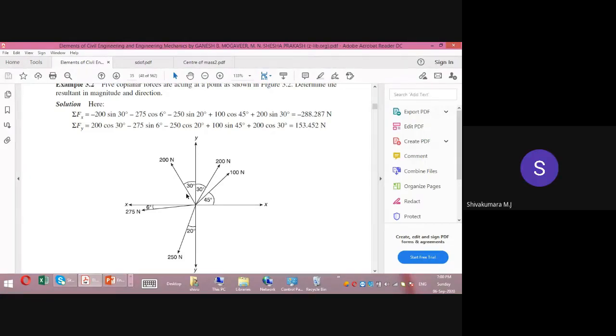Sir, yeah. What type of force system this is? This one. Can you able to see this diagram? Yes, sir. Coplanar. So what type of force? Coplanar.